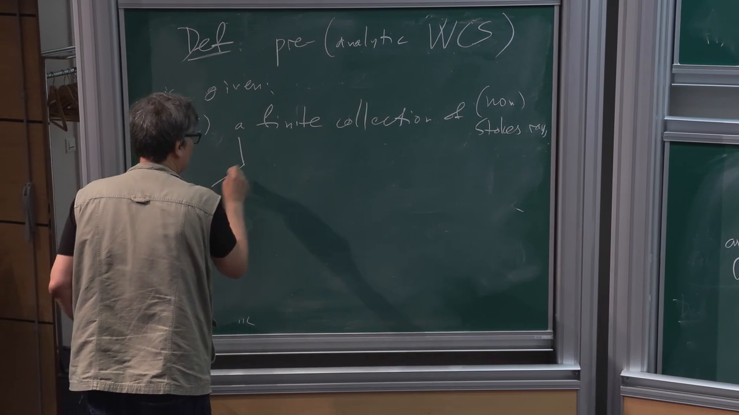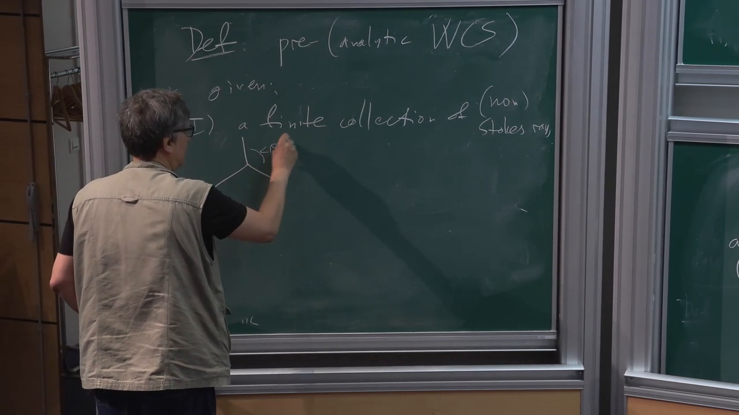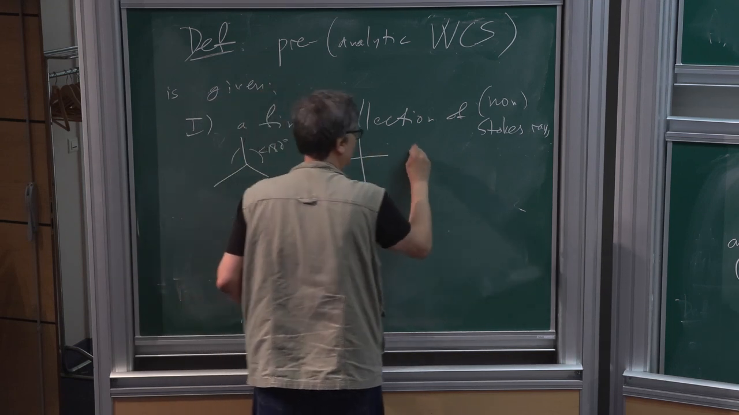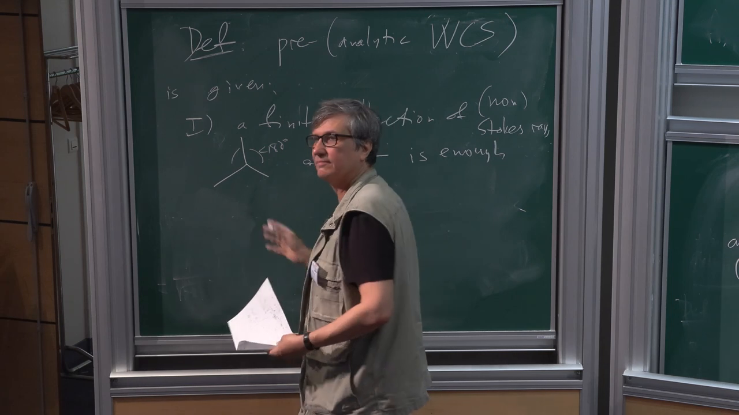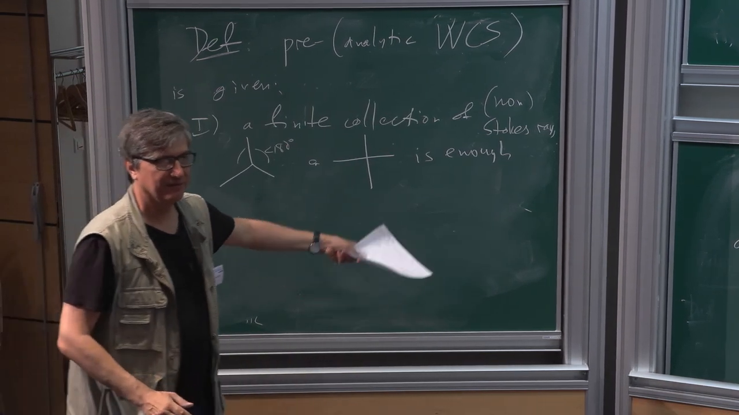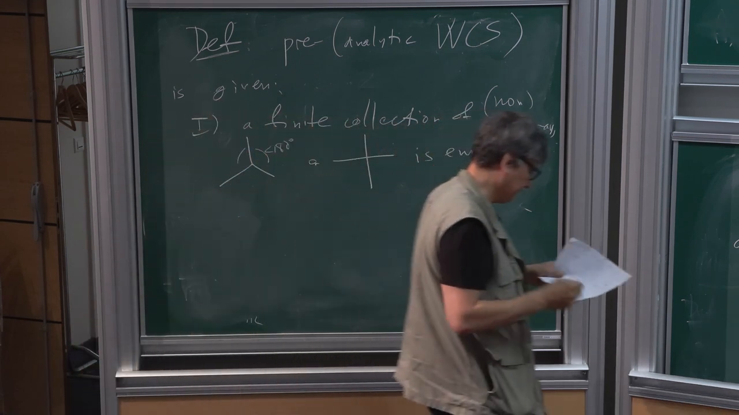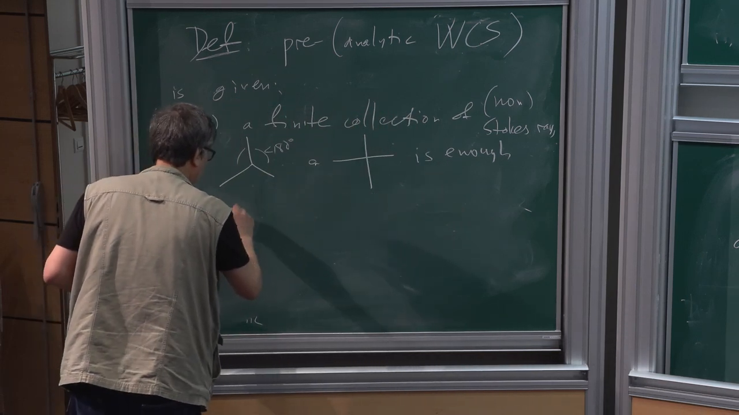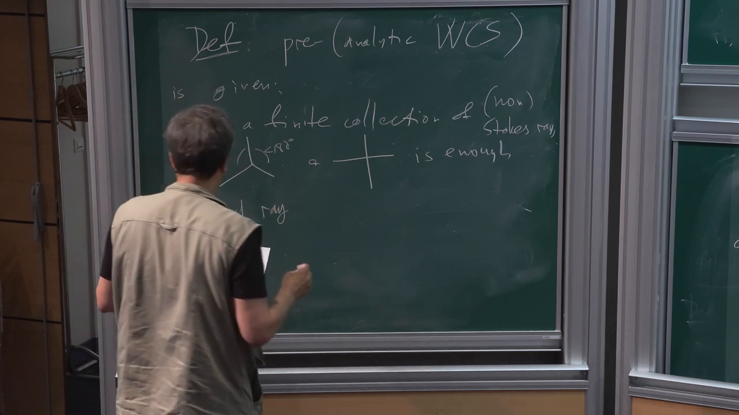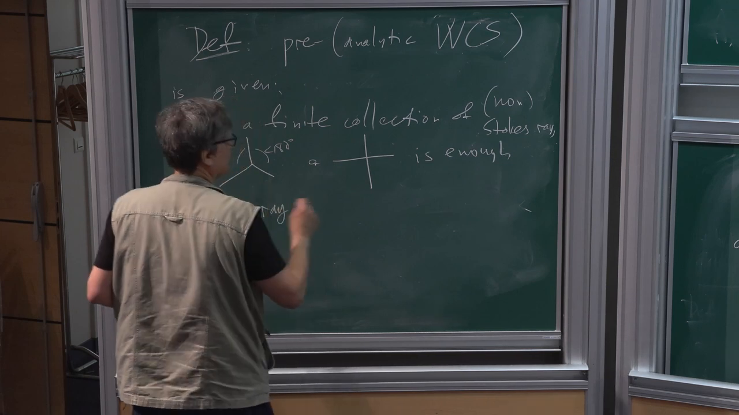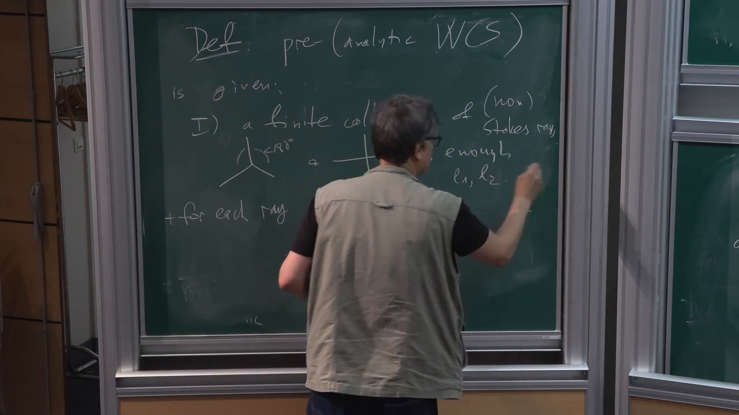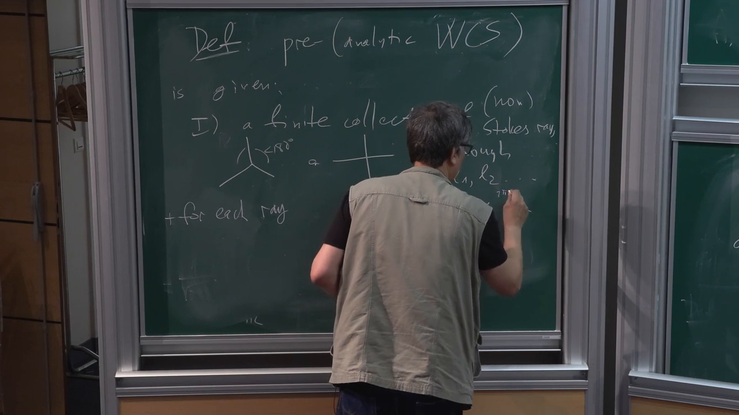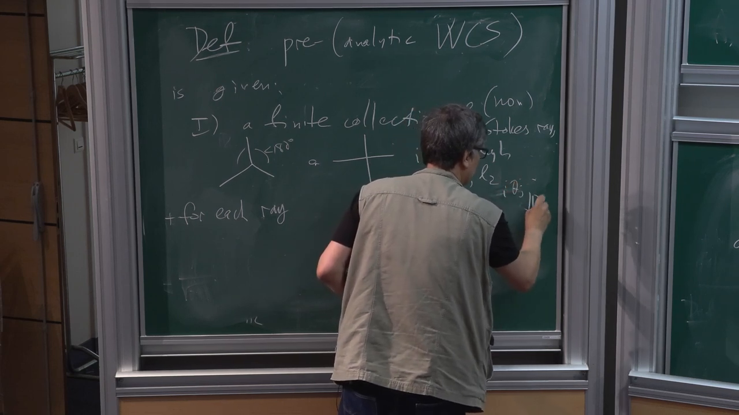For example, I can use three or four. What I really need is that the sectors have strictly less than 180 degrees. Three or four is enough. I can just from the very beginning choose like coordinate axes. But three is enough. And then for each ray, I denote them L1, L2, the cyclically ordered rays. Lj will be exponent of 2 pi i theta j times real numbers.